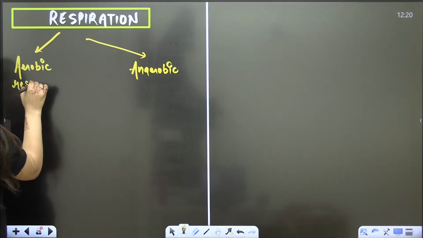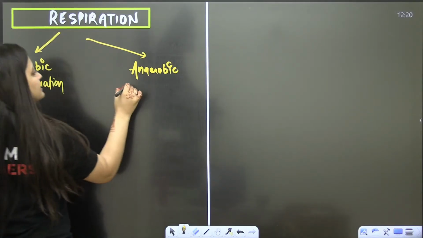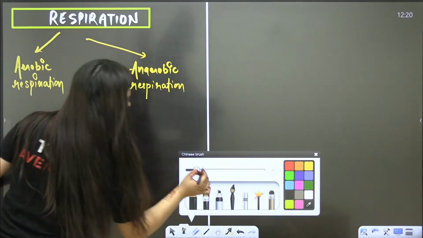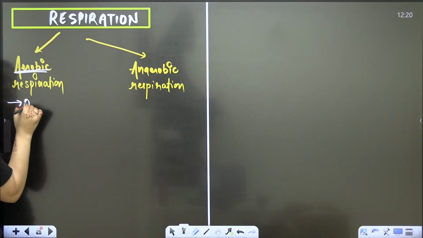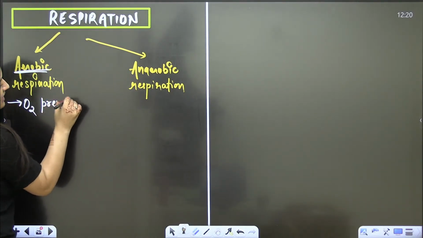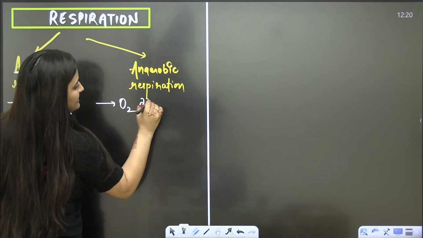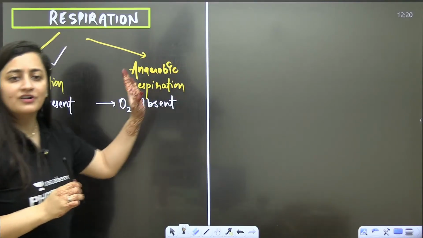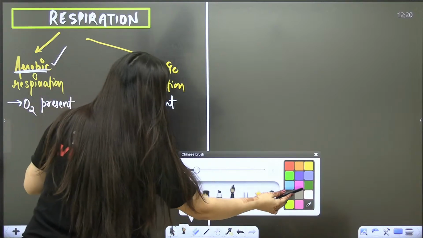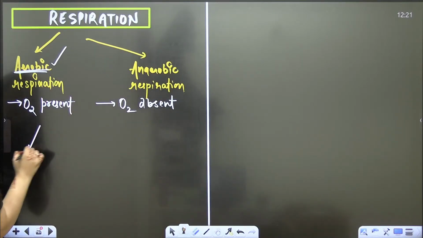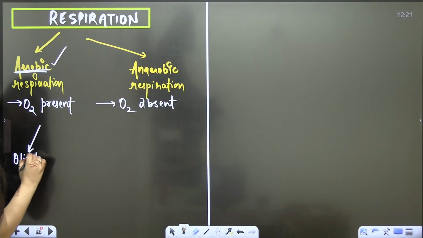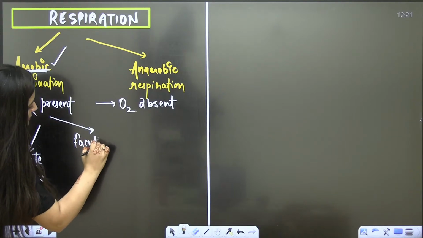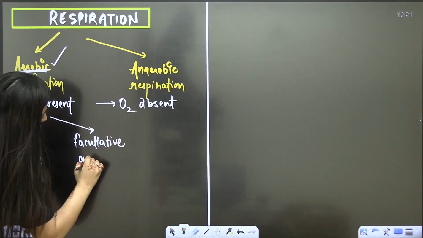Aerobic respiration and anaerobic respiration. So aerobic, in simple words, I will write it: oxygen present, means oxygen is available. Anaerobic, oxygen is absent. So some bacteria need oxygen for their respiration, some do not need that. Here there are two words that you should know. One is obligate aerobes, another is facultative anaerobes.